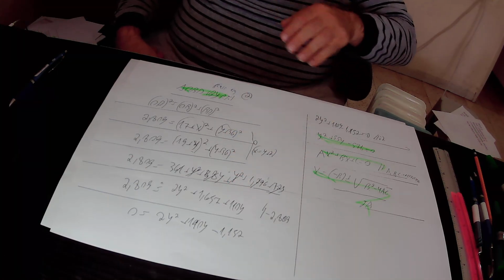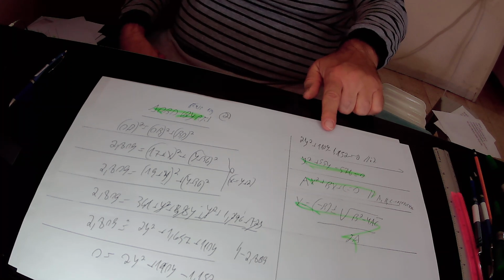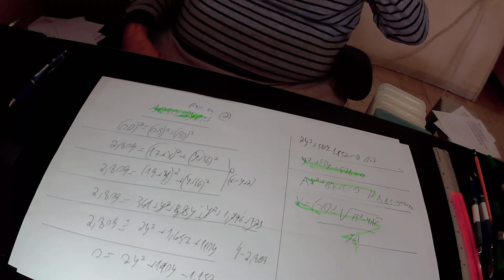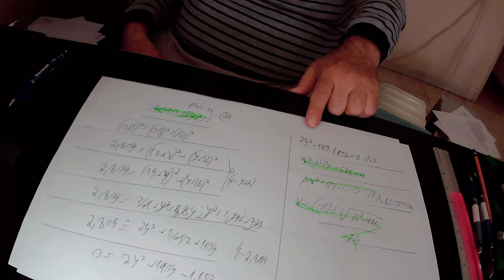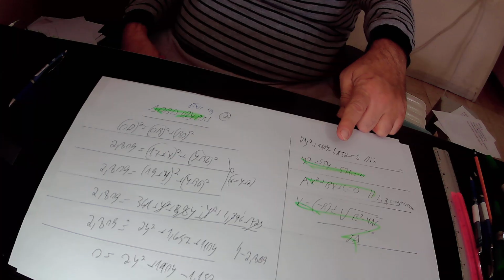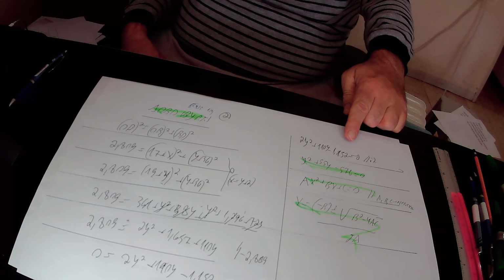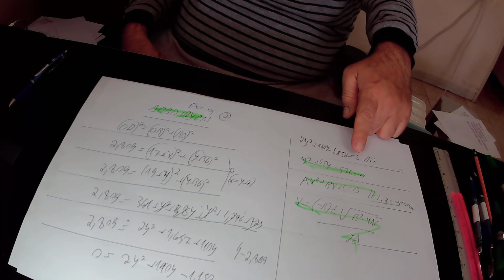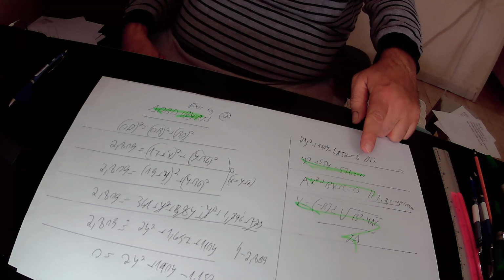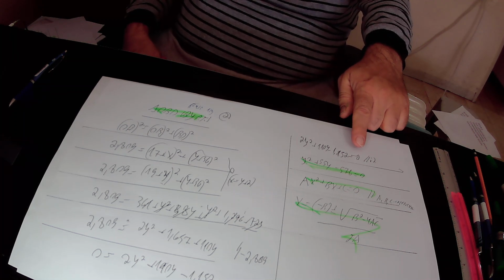Here we divide this equation by 2. 2y squared over 2 is y squared, plus 110y over 2 is 55y, and minus 1152 over 2 is minus 576, and it equals 0 over 2, which is 0. So in total, we found that y squared plus 55y minus 576 equals 0.